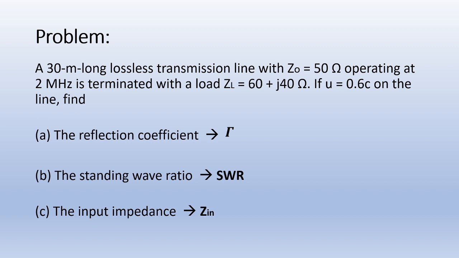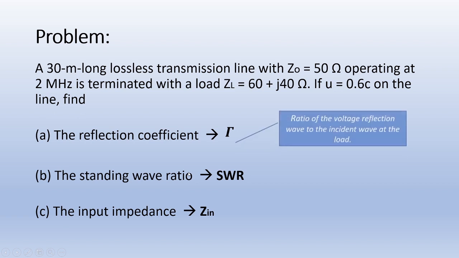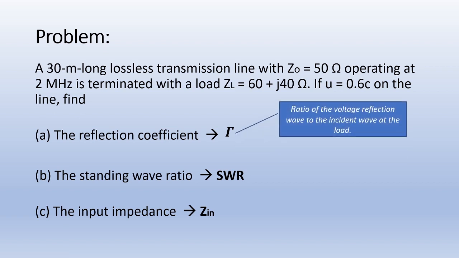If u equals 0.6c on the line, find the reflection coefficient, standing wave ratio, and input impedance. So don't worry guys, we'll break through and understand each and every point in this. These basic definitions you must be knowing. Reflection coefficient is nothing but the ratio of the voltage reflected wave to the incident wave at the load.